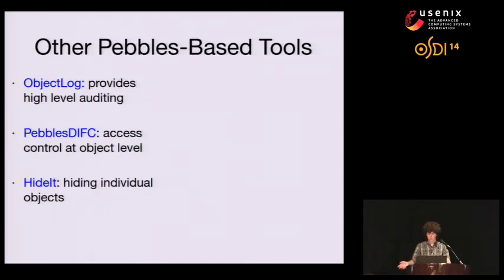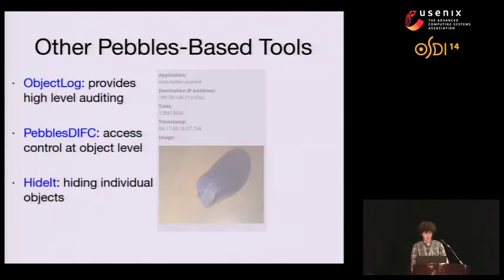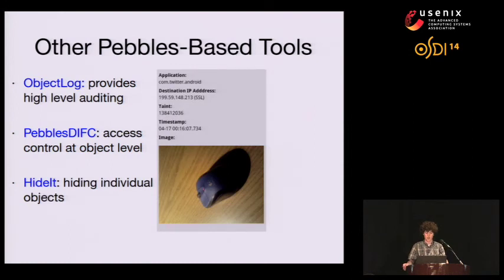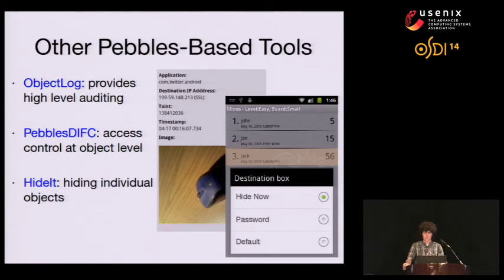So in addition to Breadcrumbs, we've built three other applications. The first one is Object Log, which provides auditing at a high level, at the level of an object, and can provide other information such as an image in this case, or the object shown earlier. Then Pebbles diffc, which provides cross-application object-level access control to do things like lock an object to a single application. And we've also built the last application, which is called Hide It, which allows a user to mark individual objects to provide fine-grained encryption and protection.